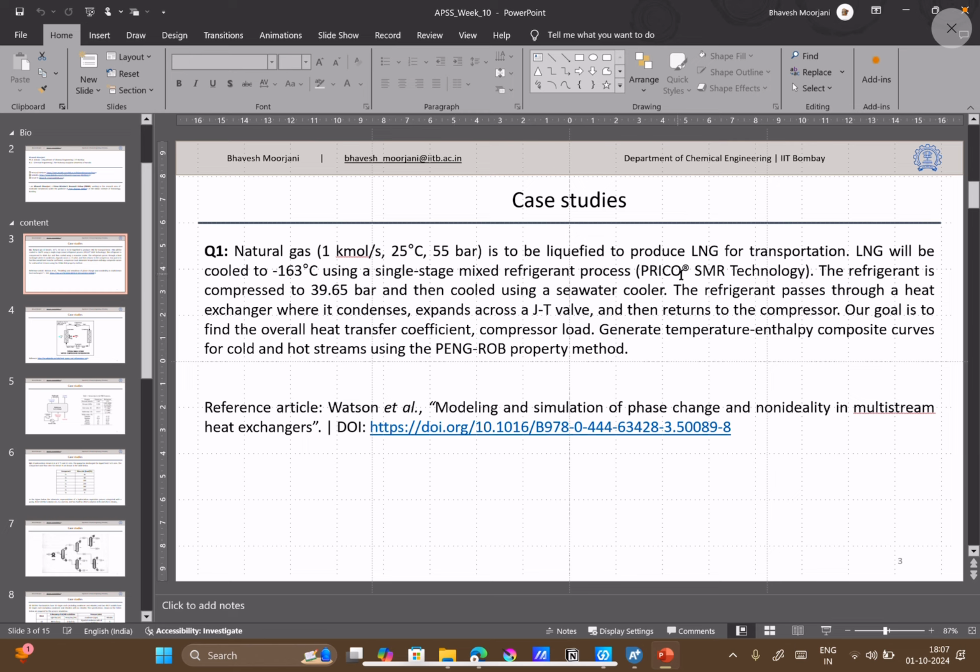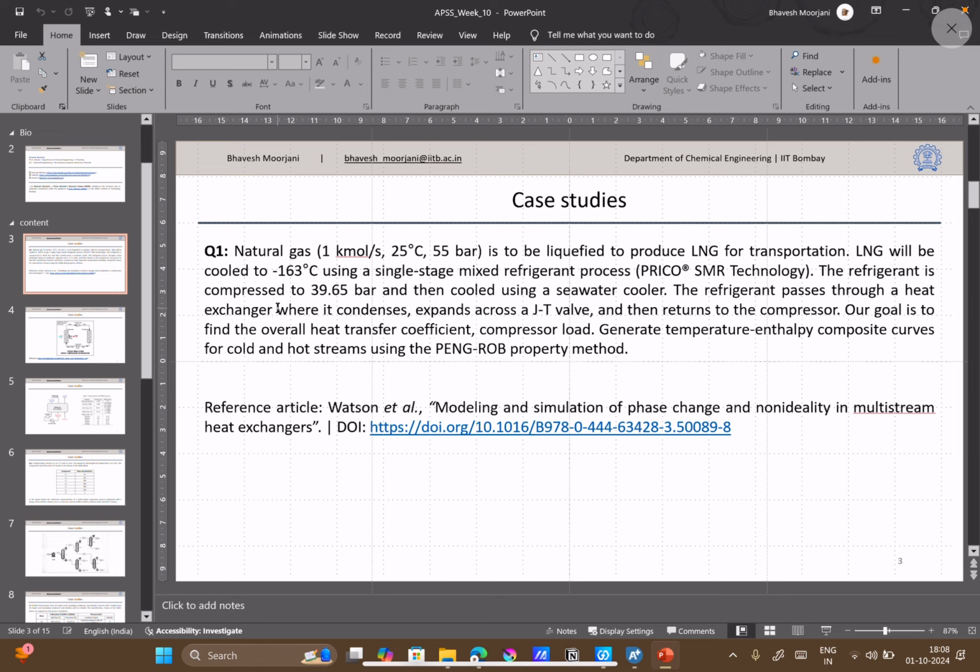So this is a PRICO process. It's a trademark process. The refrigerant is compressed to 39.65 bar and then cooled using a seawater cooler. The refrigerant passes through a heat exchanger where it condenses, expands across a Joule-Thomson valve, and then returns to the compressor. Our goal is to find the overall heat transfer coefficient, the compressor load, and generate the temperature versus enthalpy composition curve for both cold and hot streams using the Peng-Robinson method.